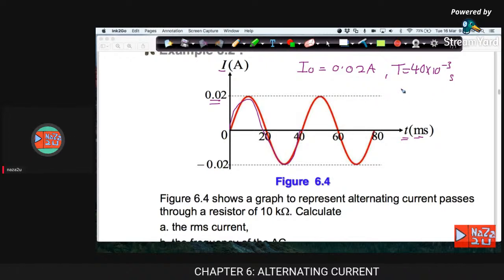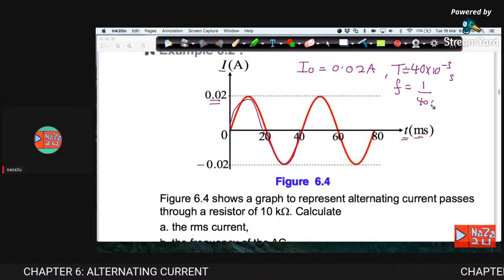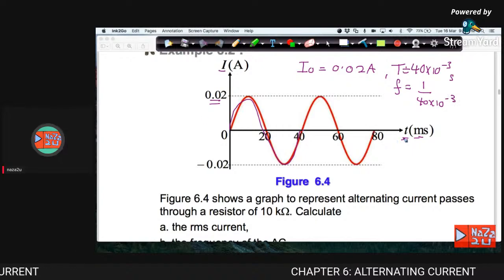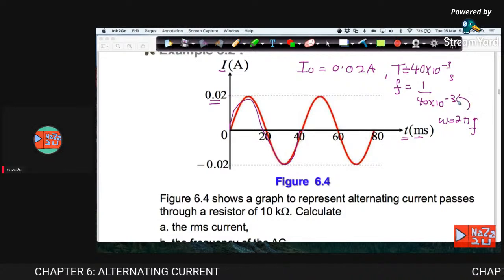So kalau tanya what is the frequency? So frequency is 1 over T. So 1 over 40 exponent minus 3. Kalau dia tanya what is omega? So what is omega? Angular frequency 2 pi F. F ini dapat daripada soalan di atas.